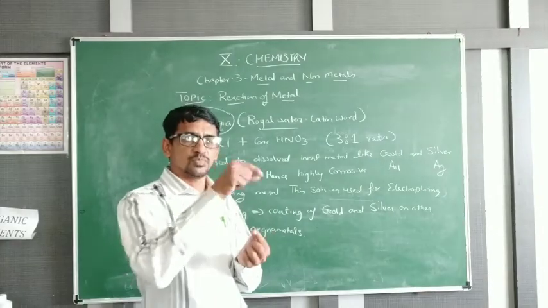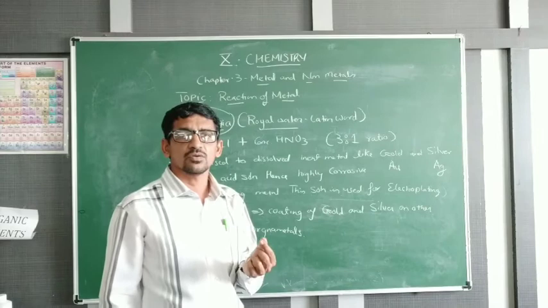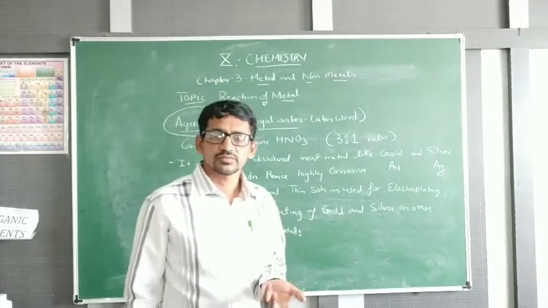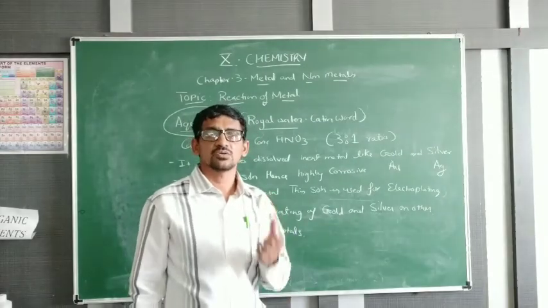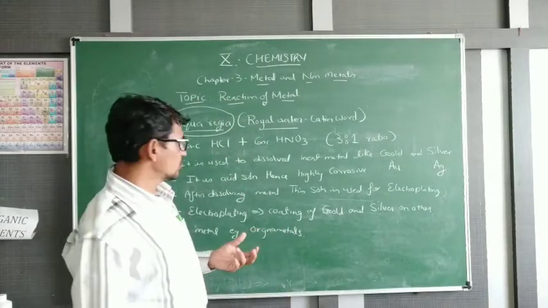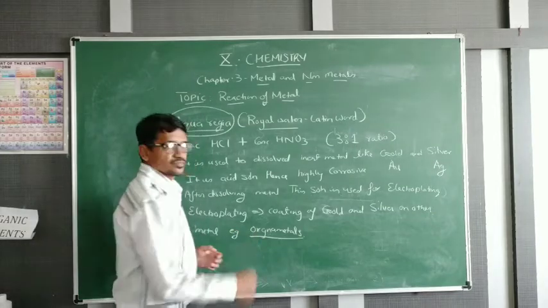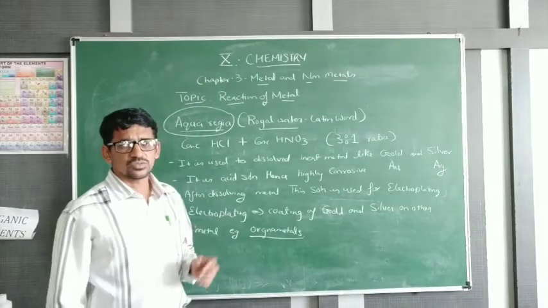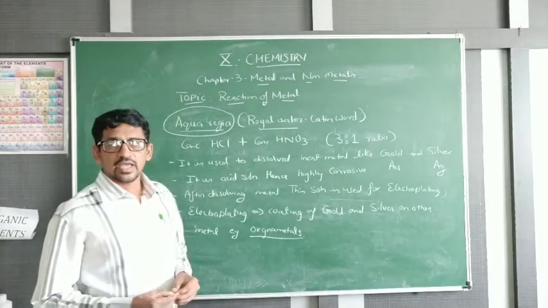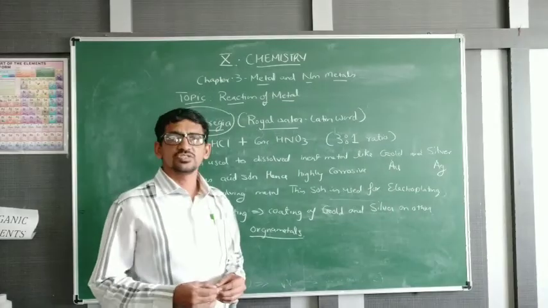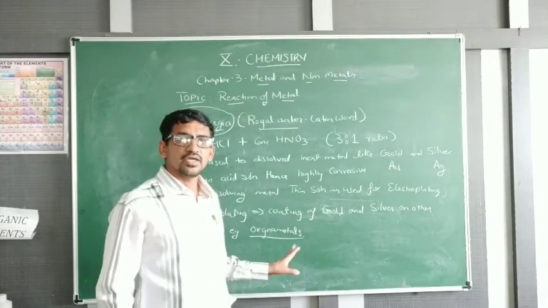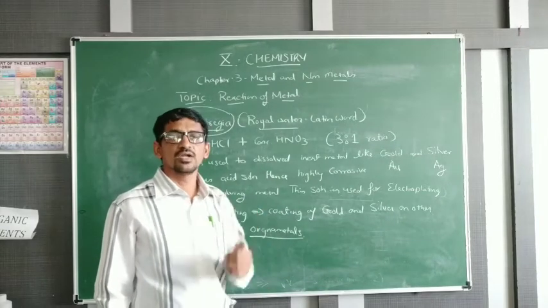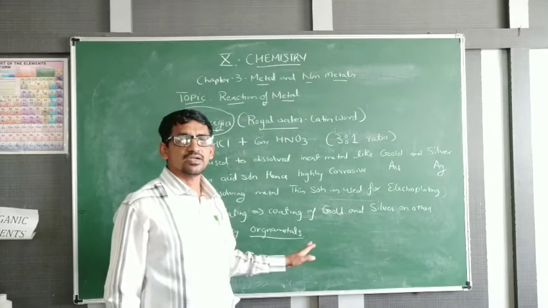Electroplating means what? Deposition of a particular metal on particular monuments or ornaments. At the cathode electrode you have to put the ornaments. Suppose you have taken metal ornaments, or any object. Suppose there is a statue made of iron and we want to convert its outer layer into gold. Then electroplating is used.